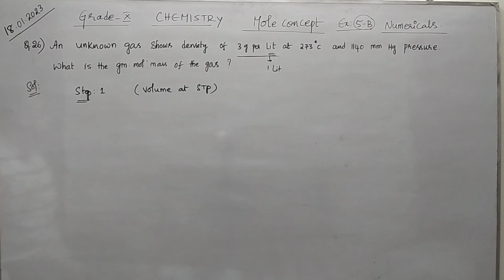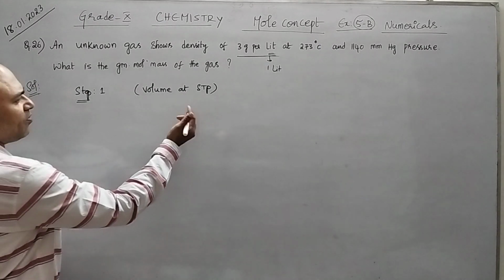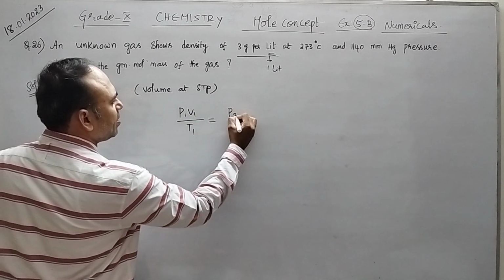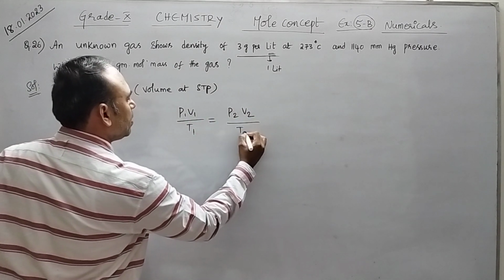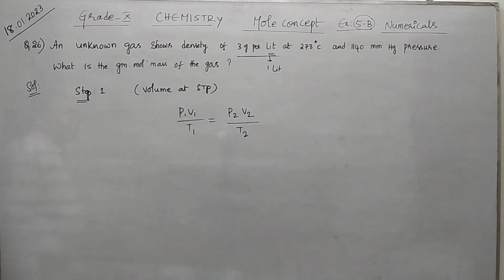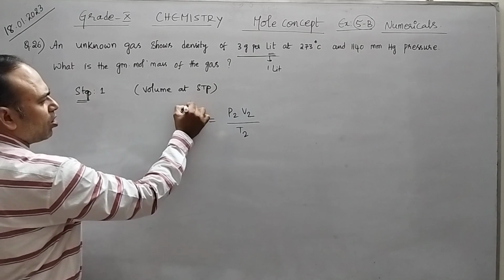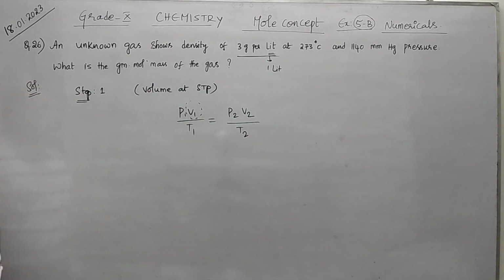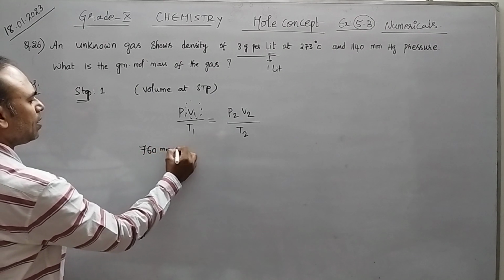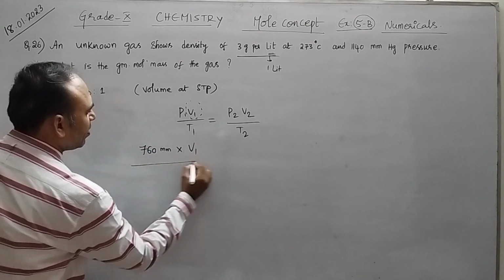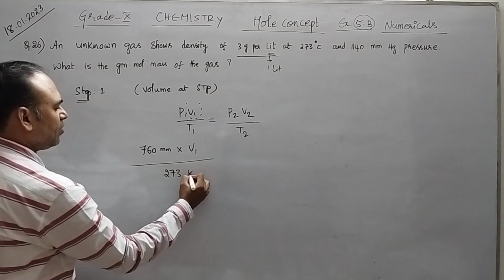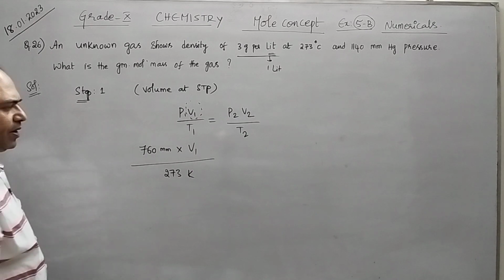If you find it at STP, you can easily calculate that. What is the formula you need to apply? The ideal gas equation, P1V1 by T1 is equal to P2V2 by T2. Let us take the LHS as STP, so we need to find the volume V1 using this. The pressure at STP is 760 mm, into volume V1, by the temperature, 273 Kelvin.